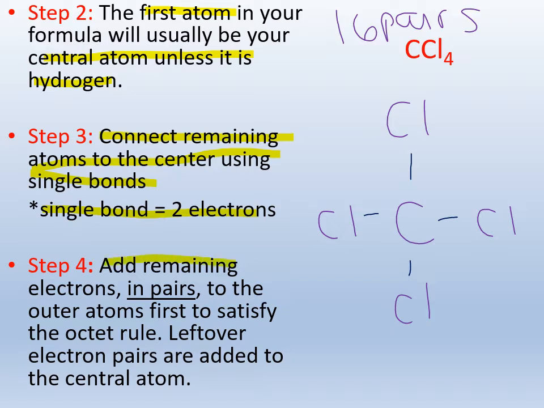And we're going to add those remaining 12 pairs to the outer atoms first to satisfy the octet rule. Leftover pairs go on the central atom. Every atom wants 8. I've used 4 pairs. I have 12 pairs left, and we're going to add them to the chlorines until all of my chlorines have 8. Now, with my stylus, drawing a little dot is kind of hard to see, so instead of dots, I'm going to do a little line like that, but I still want you to draw them with dots, just so you can see easier.